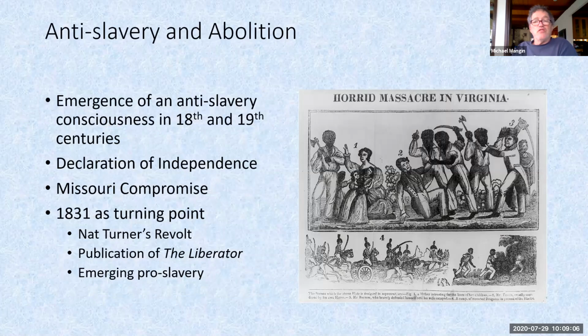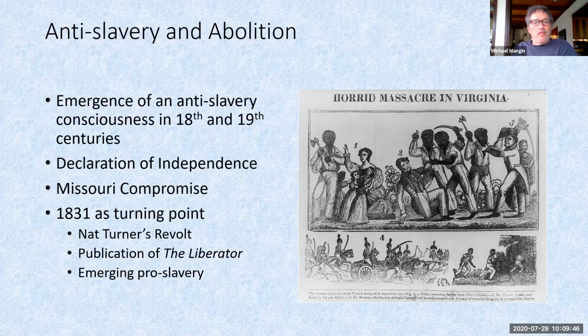So as we trace anti-slavery and abolition, we should probably ask ourselves why it emerged in the 18th and 19th centuries. Why, after 3,000 years of being just fine with slavery, did all of a sudden it become a defensible consciousness that anti-slavery was the moral position? There was a new thing.